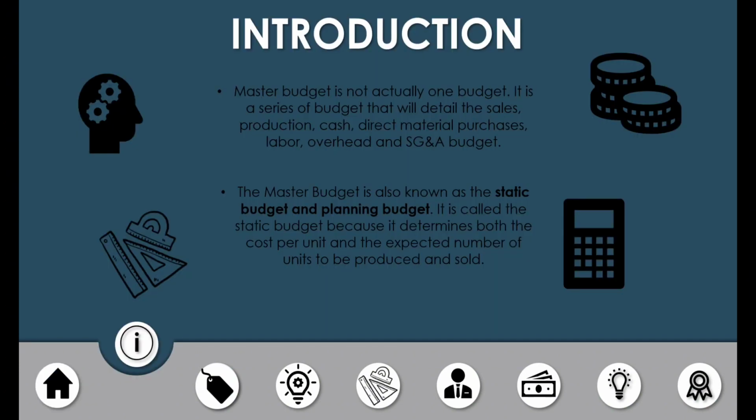Here is the introduction for Master Budget. Master Budget is not actually one budget. It is a series of budgets that will detail the sales, production, cash, direct material purchases, labor, overhead, and SG&A budget. The Master Budget is also known as the Static Budget and Planning Budget. It is called the static budget because it determines both the cost per unit and the expected number of units to be produced and sold.